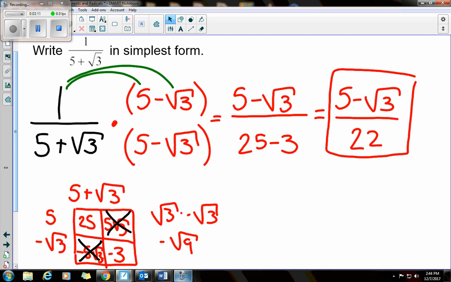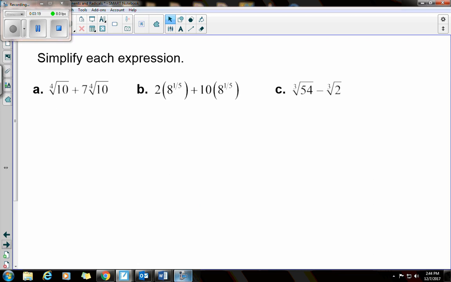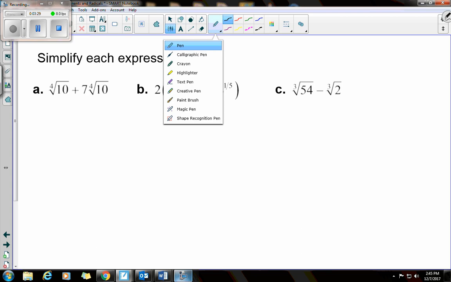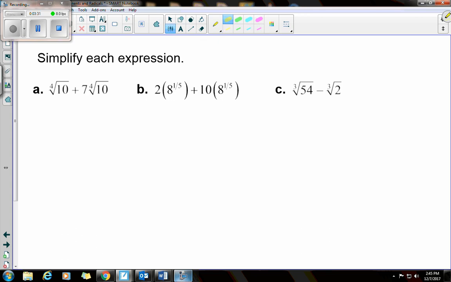Okay, let's take a look at the next example, example 5. Okay, and there's actually 3 mini examples here. Okay, again, we're going through and we're simplifying each expression. Now, one of the main things I want you guys to observe, especially if we take a look at letter A, is that we have the 4th root of 10 and the 4th root of 10.